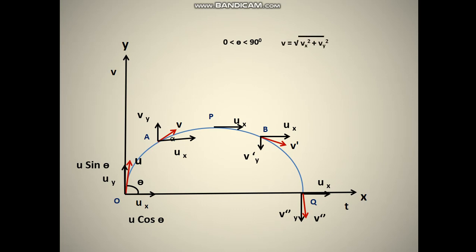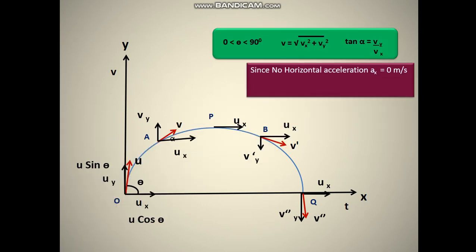According to the law of parallelogram of vectors, if you take point A, then v is equal to root of vx square plus vy square, where vx is nothing but ux. Tan of alpha, if alpha is the angle with the horizontal at point A, tan alpha is vy upon vx. Since there is no horizontal acceleration, ax is equal to 0 meters per second squared, the horizontal velocity is constant, ux. We also have vertical acceleration as minus g.